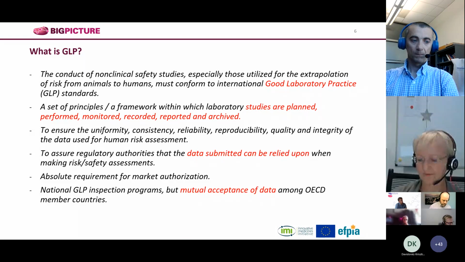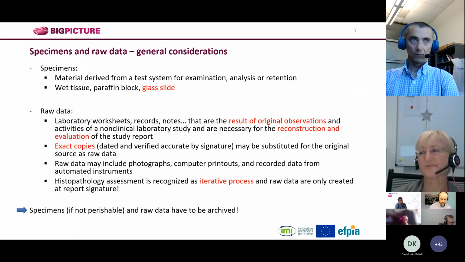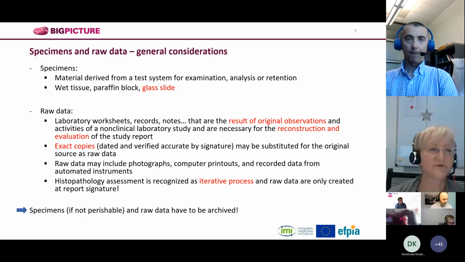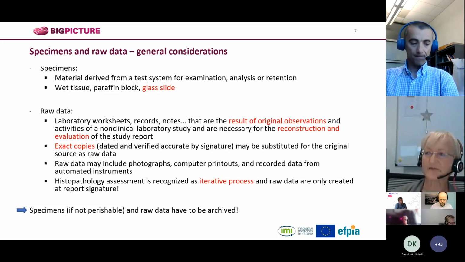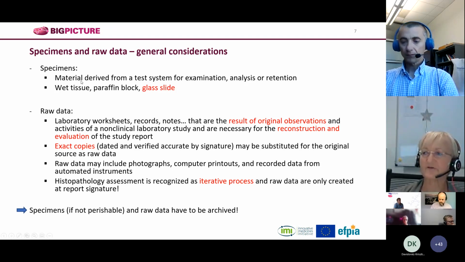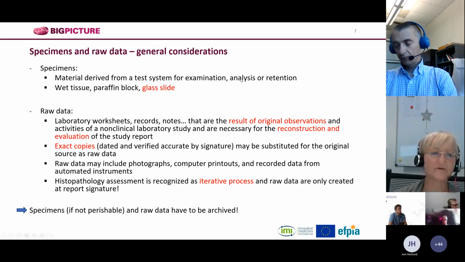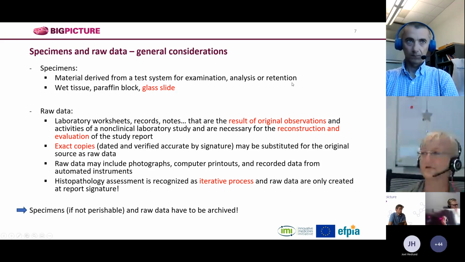Okay, and now we are coming to the various aspects of GLP which are important for toxicological pathology. The first aspect we identified is around specimens and raw data. Specimens are material derived from a test system, so in our case from a laboratory animal, and that are then examined or analyzed and have to be archived.